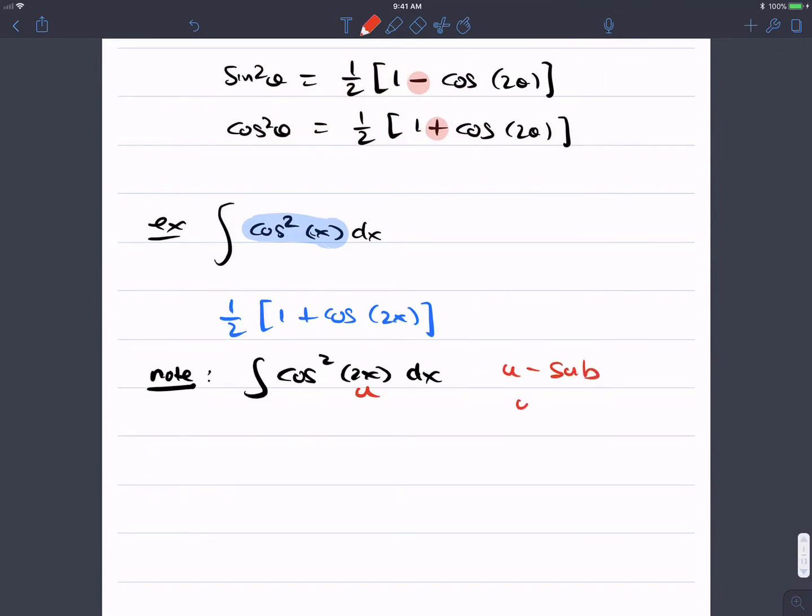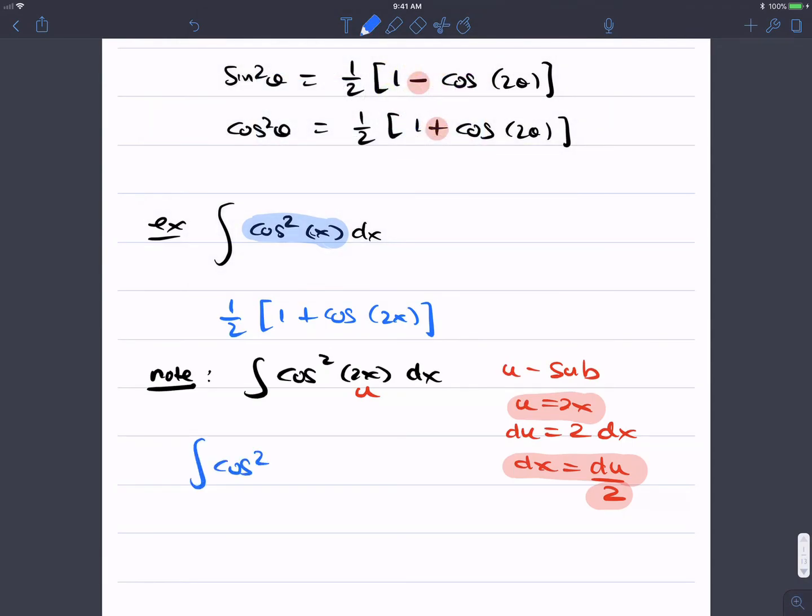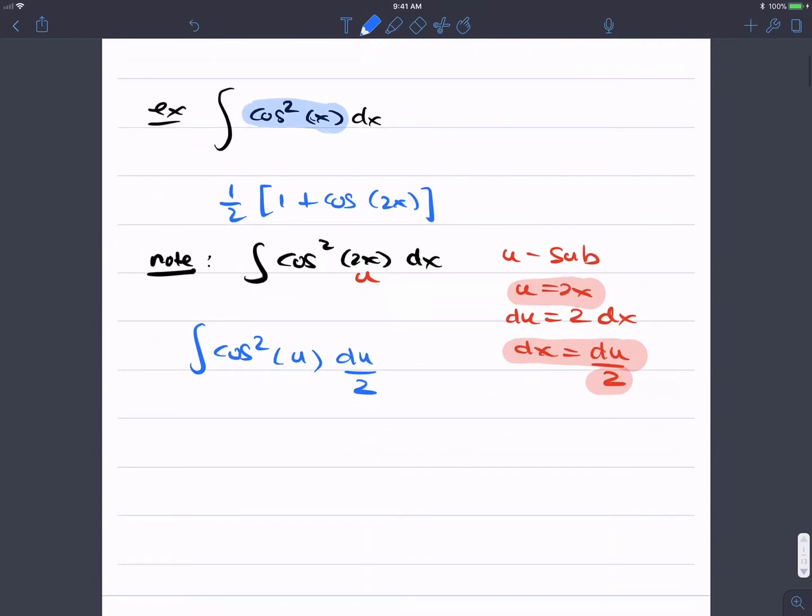This will be my u, so now u becomes 2x, which means du is 2 dx, or dx will be du over 2. So here's what we're going to use. We're going to use u as 2x, and dx is du over 2. We're going to have to convert this integral in terms of x to u. So now this integral becomes cosine squared of u. My dx is really du over 2. So I will have 1/2 integral cosine squared of u du.